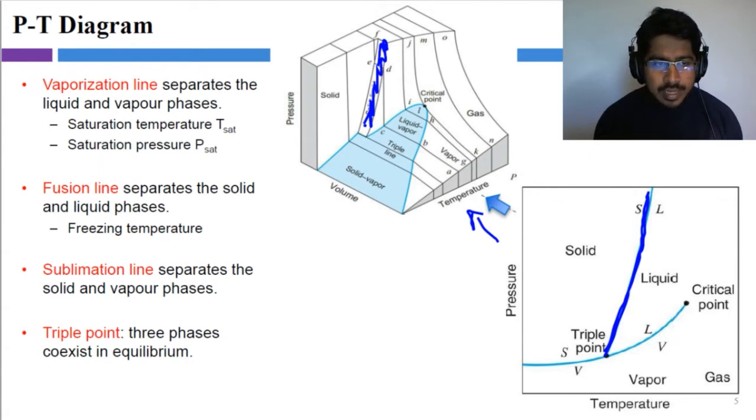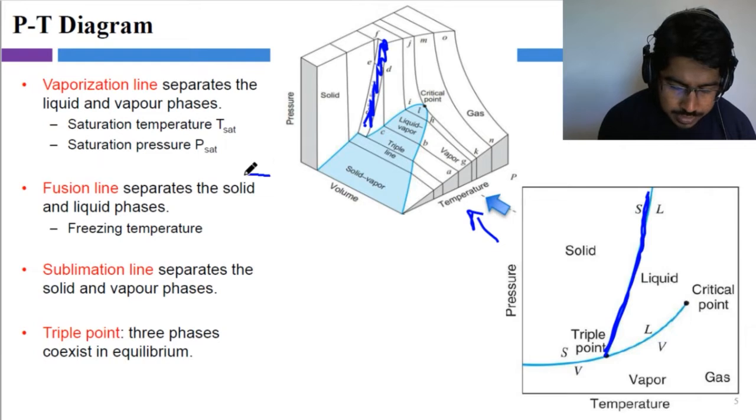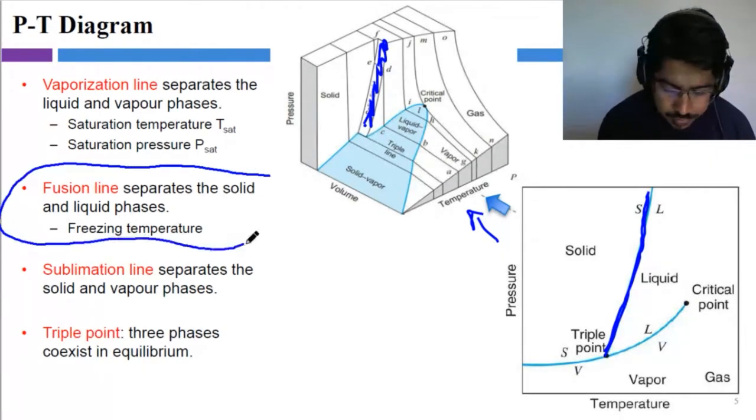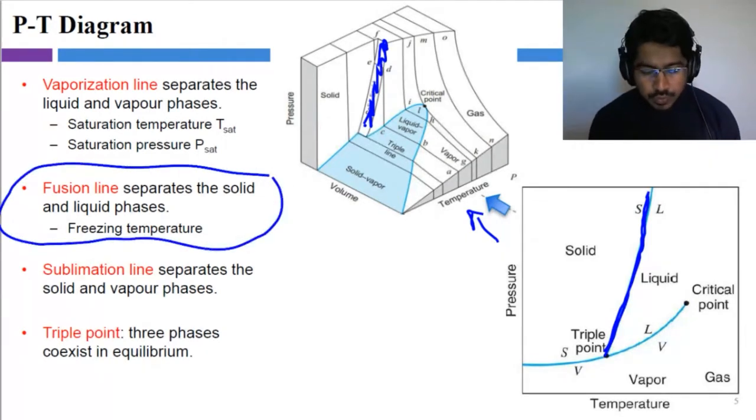So we have a line separating solid and liquid regions. If you try to find a definition that matches this one, we call this line the fusion line. Fusion line is what? The line separating the solid and liquid phases, right? Which essentially means the freezing temperature.